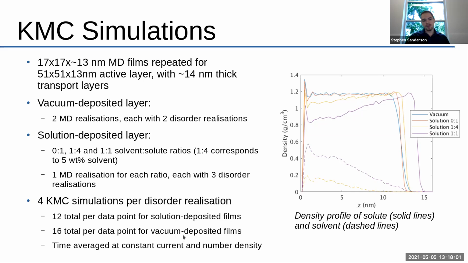vacuum deposited film. So you'll see in the coming slides, there are some error bars, and those error bars represent the standard deviation of the mean for these data points. But they should come with the asterisk that with more MD realizations, particularly for the solution deposition, there could be some further variance.